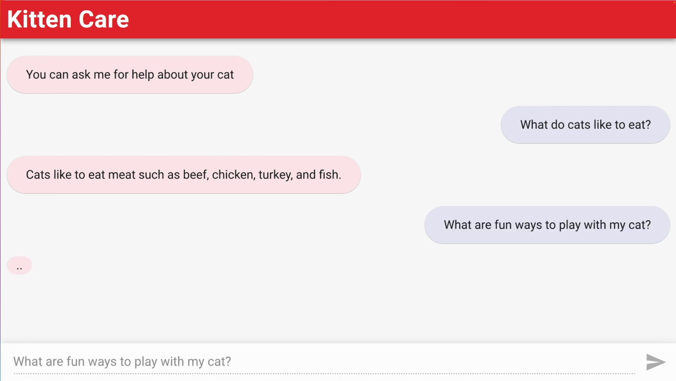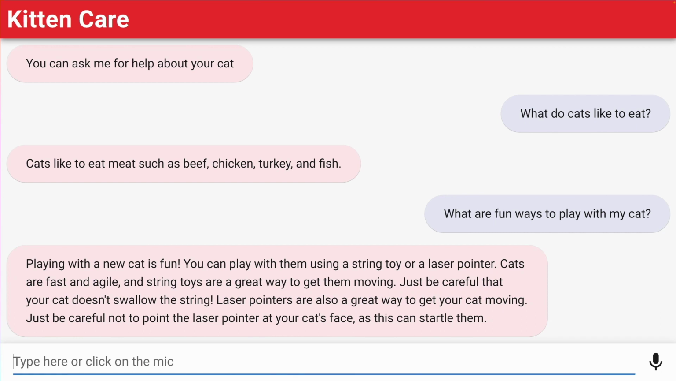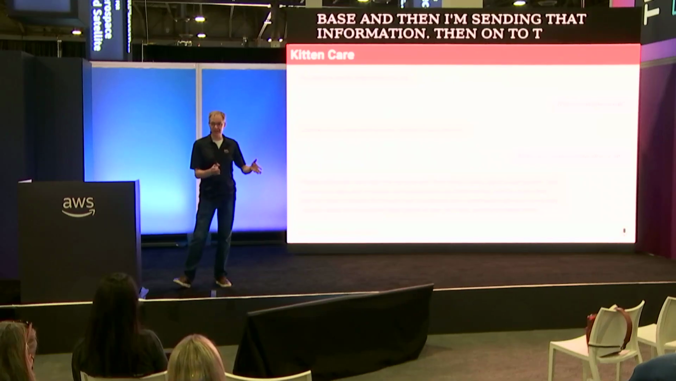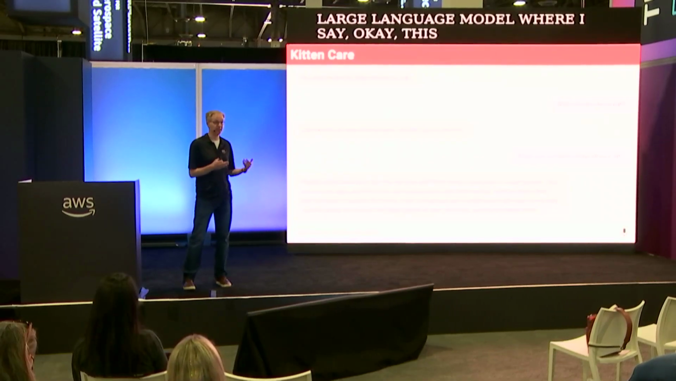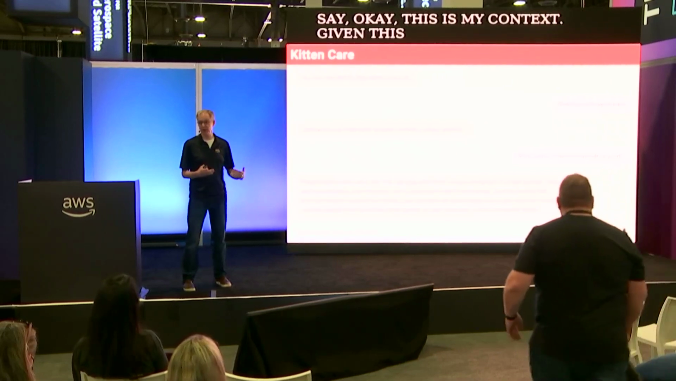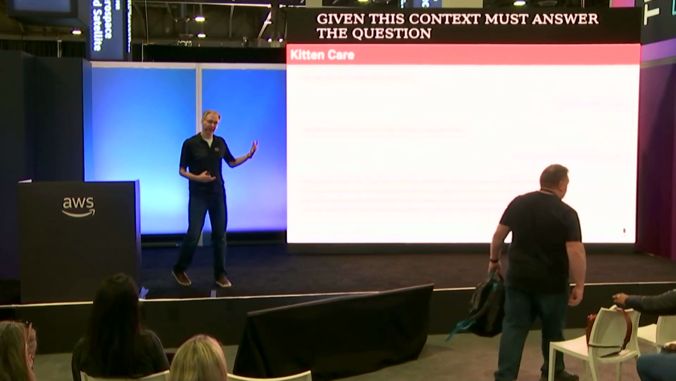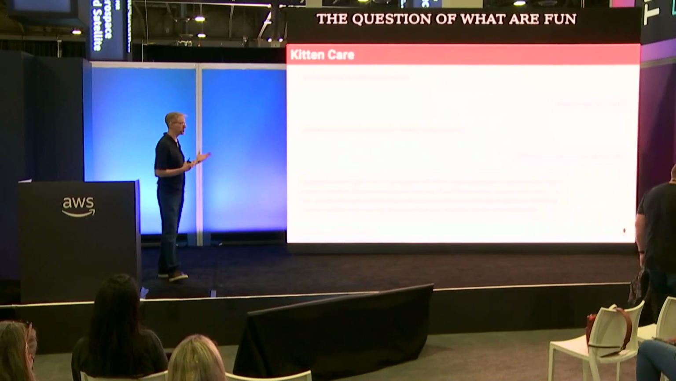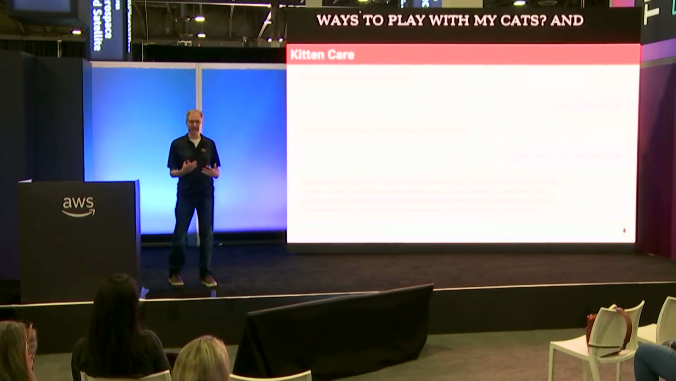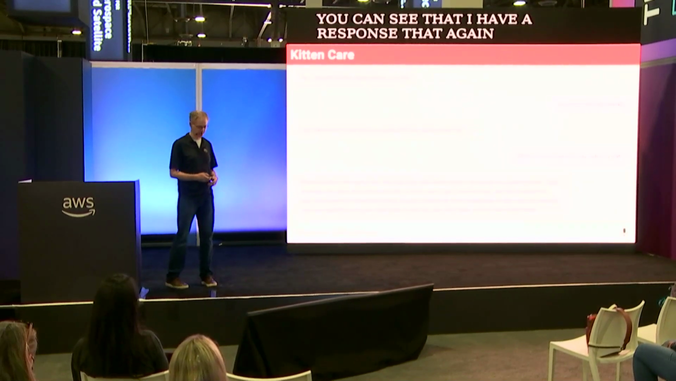I ask another question, what are fun ways to play with my cat? And again, the same thing is happening, where the request is going off to Kendra to retrieve information from my knowledge base, and then I'm sending that information on to the large language model, where I say, okay, this is my context. Given this context, answer the question of what are fun ways to play with my cat? And you can see that I have a response that, again, is normal and natural for my members.